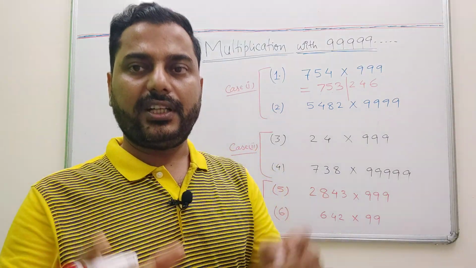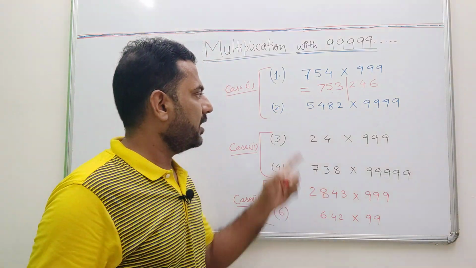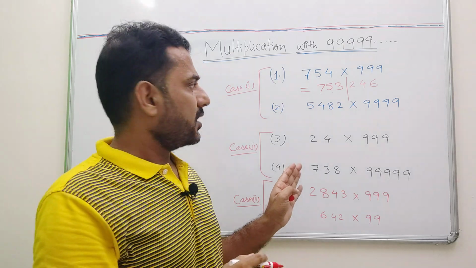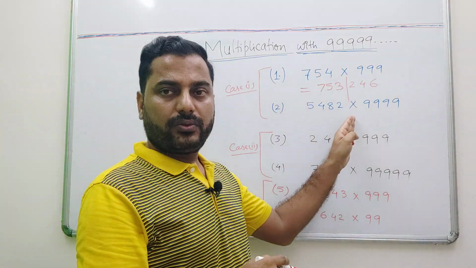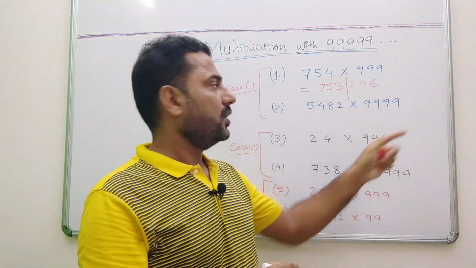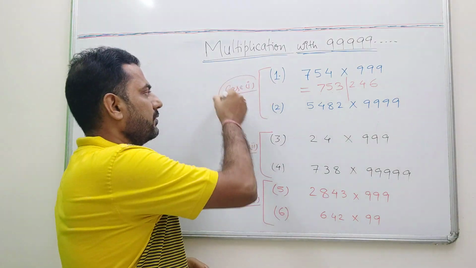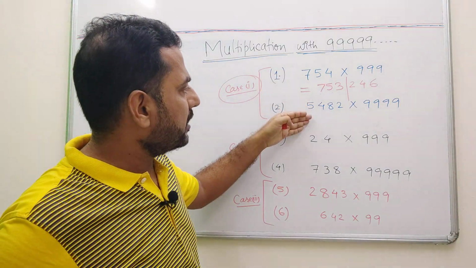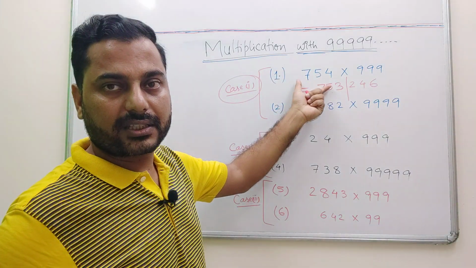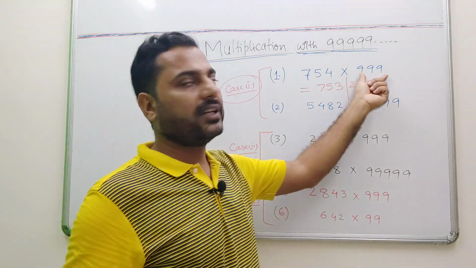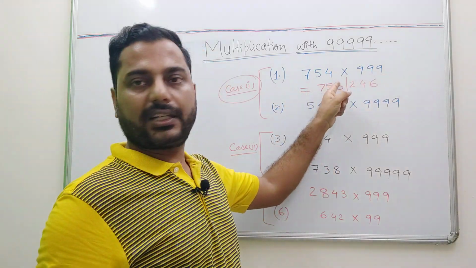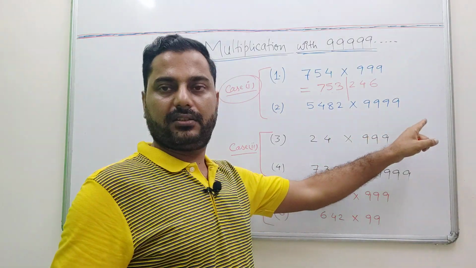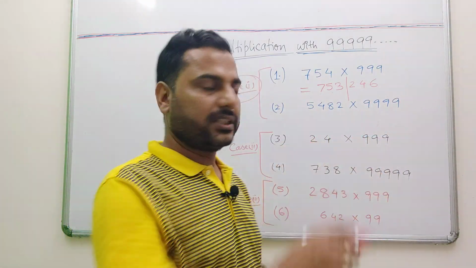Okay, so if you have any difficulty, stay tuned and let's focus on question number 2. So the rule will be the same, 5482 into 4 times 9. Now in case 1, what is common here is that the number of digits in the first is equal to the number of 9s. 3 digits in the given number and 3 times 9. 4 digits in the given number and 4 times 9. So that has to be maintained, right, in the first case.